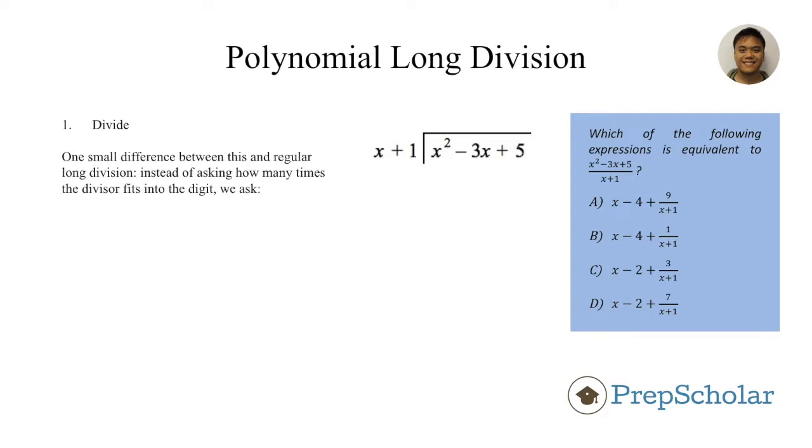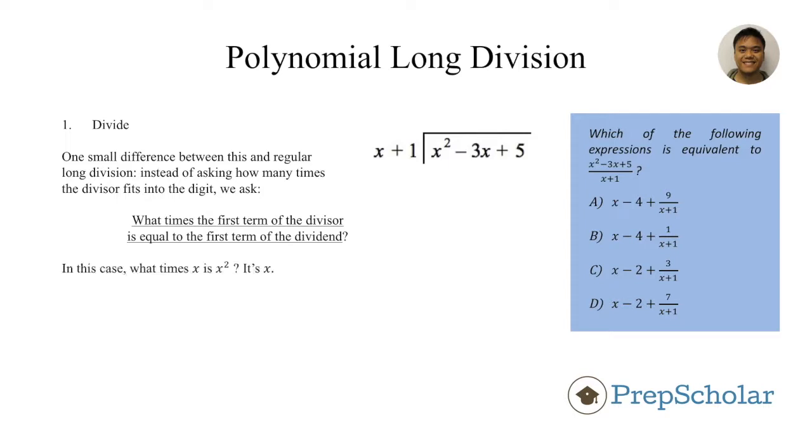There's going to be one small difference between this and regular long division. Instead of asking how many times the divisor fits into the digit, we're going to ask a very similar question, which is what times the first term of the divisor is equal to the first term of the dividend. In this case, the divisor is x plus 1, and the dividend is x squared minus 3x plus 5. So we're actually asking what times x is equal to x squared. And that's just x, because x times x equals x squared. So we're going to put an x above the x squared in the dividend, like this.